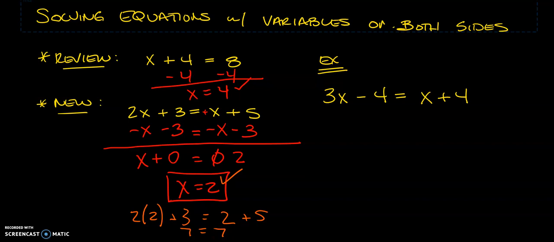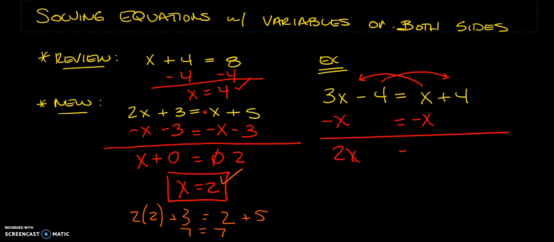Let's look at another example. Same process. I'm going to move my variables to the left-hand side. I'm going to move my integer to the right-hand side. And so I'm going to subtract x from both sides. That's going to give me 2x, and the x's would go to 0. I'm going to add 4 to both sides in this case. So that goes to 0, and 4 plus 4 equals 8.